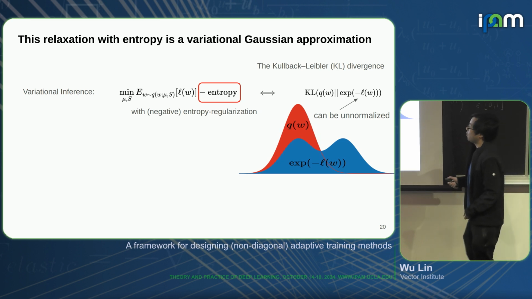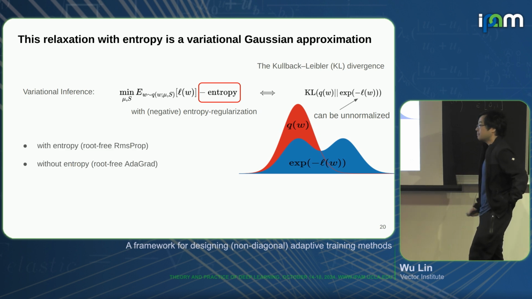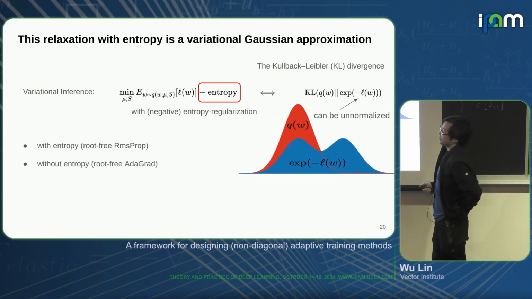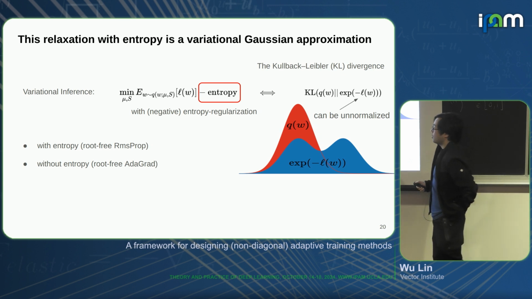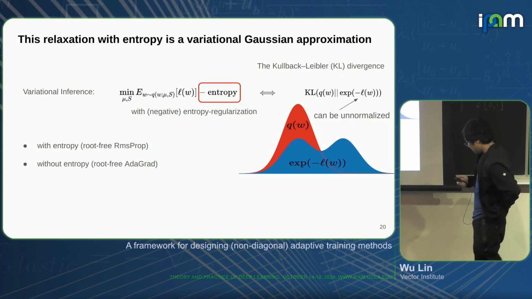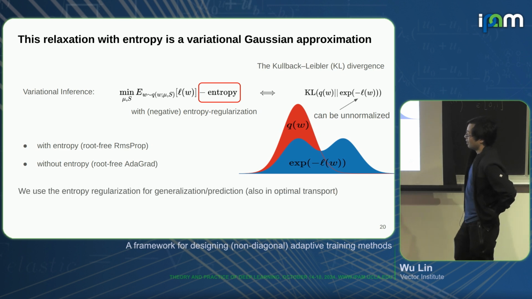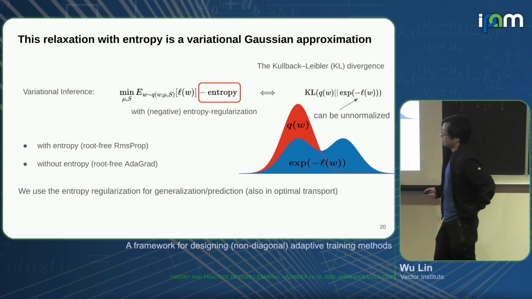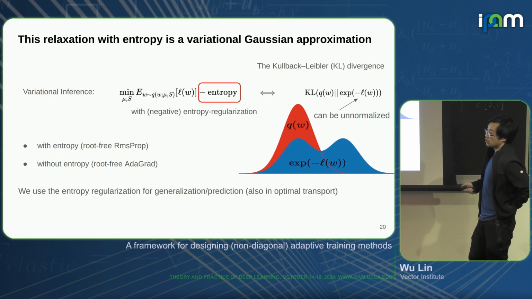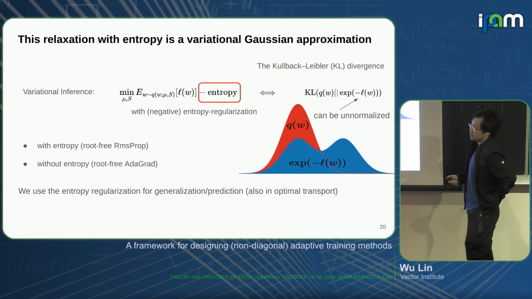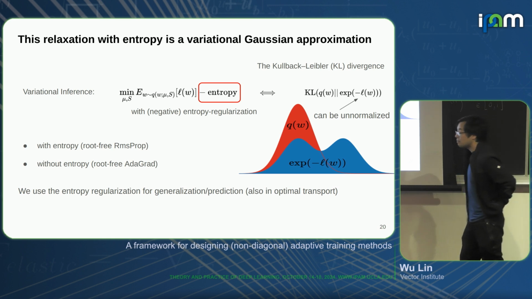And in fact, this entropy term is quite optional. With the entropy term, we can recover root-free RMSProp. Without the entropy term, we can recover root-free AdaGrad. And of course, in practice, we're always using the entropy regularization because we focus more on generalization instead of optimization. We're also using similar entropy regularization in optimal transport.